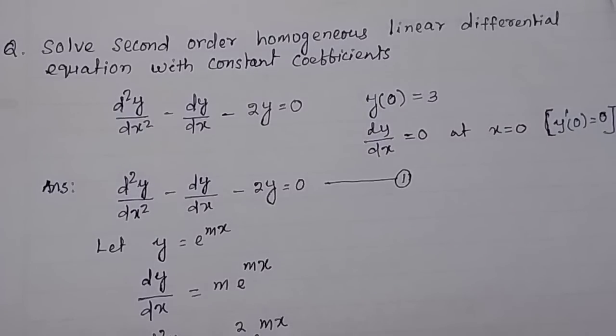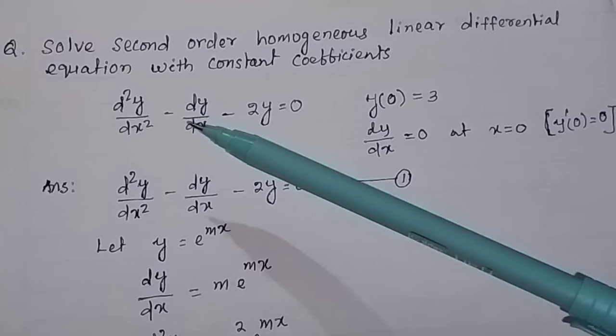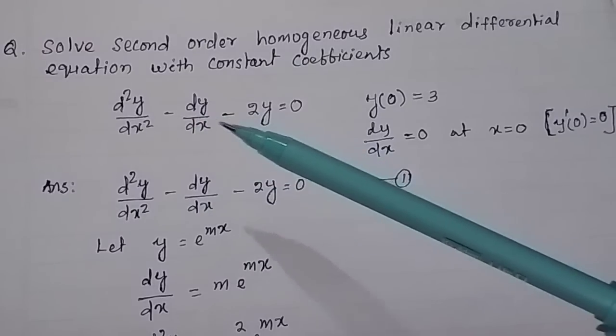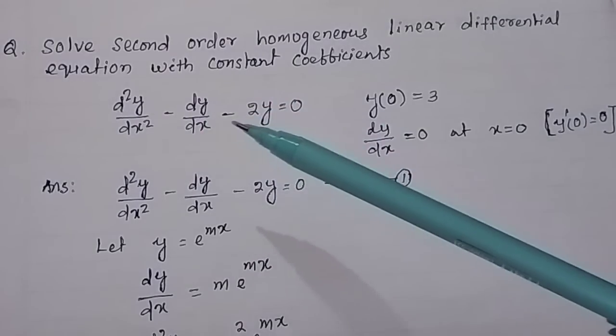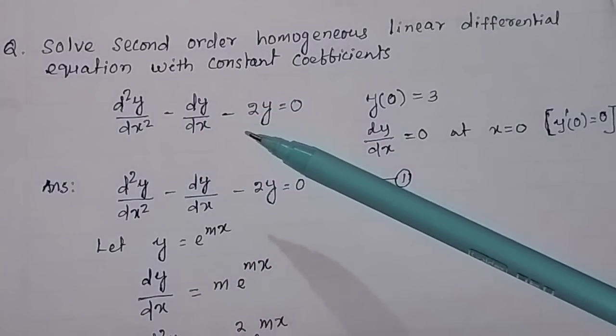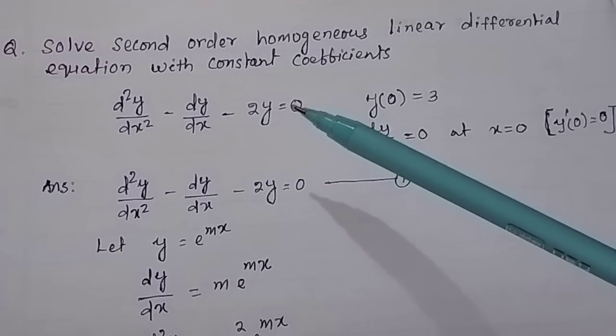Solve the second order homogeneous linear differential equation with constant coefficients. Here the constant coefficients are -1 and -2, or 1 and 2. The coefficients are constant coefficients 1 and 2, and this is a second order homogeneous equation because on the right hand side you have 0.